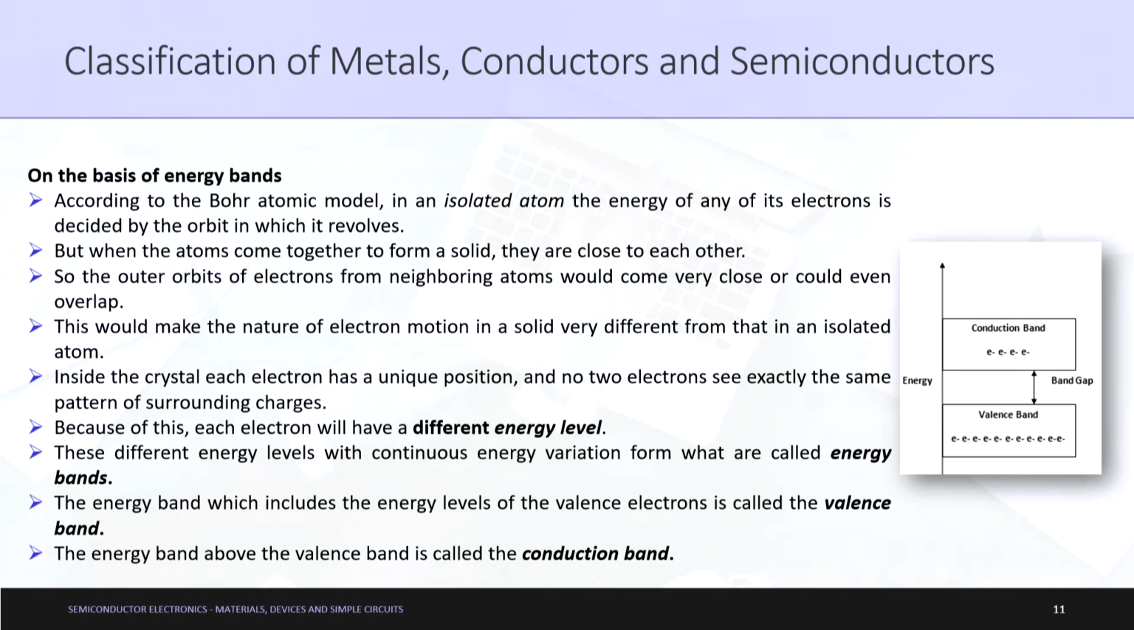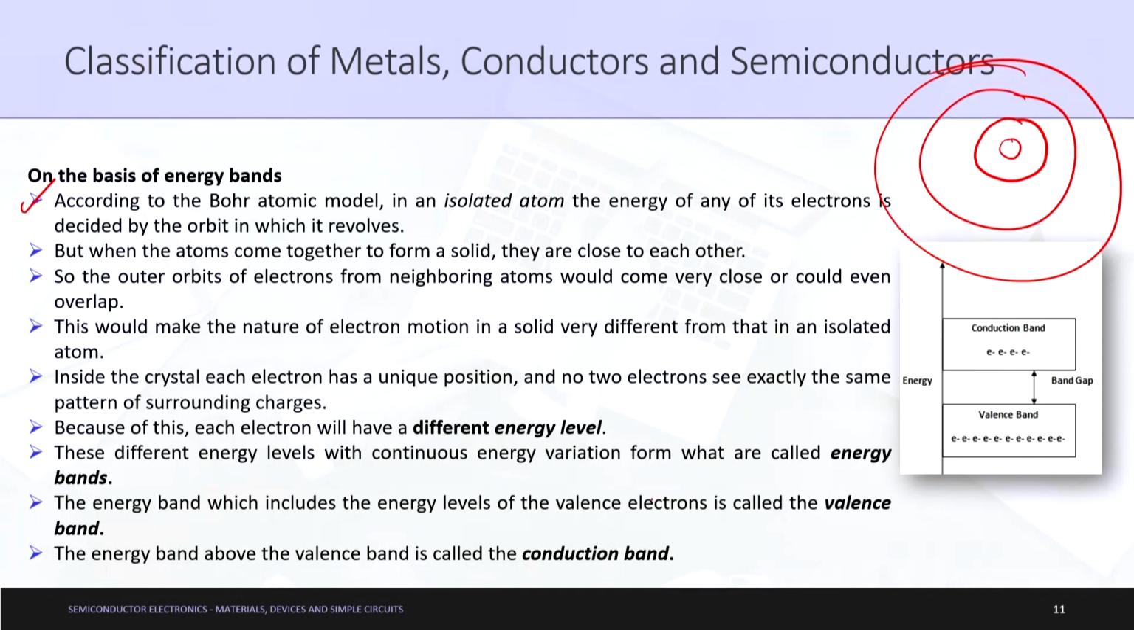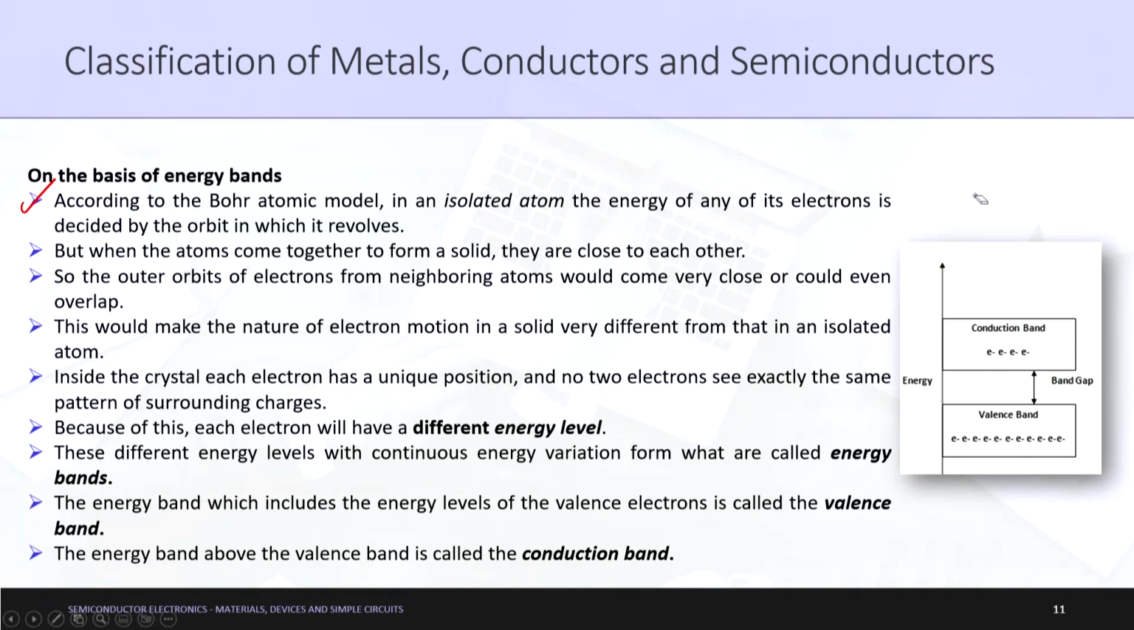So according to the Bohr atomic model, in an isolated atom, the energy of any of its electrons is decided by the orbit in which it revolves. Bohr's atomic model you may have studied in the initial phases of your chemistry, so I won't go into what it is. But you may have heard that the neutron and proton reside in the center, and the electrons reside in circular orbits.